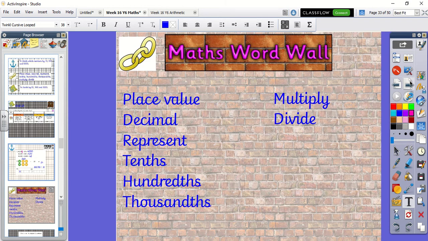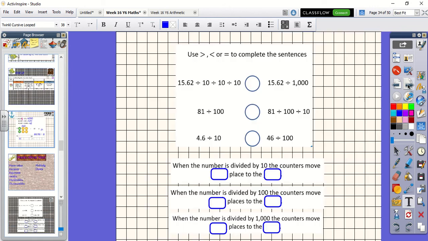There are your words for today. So you've got the same words as what we've had all week, but today obviously we're just adding in divide. Okay, so here we're using greater than, less than, or equal to complete the sentences. So we've got here 15.62 divided by 10, divided by 10, divided by 10. So instead of doing 3 lots of dividing by 10, what do you think we can do?